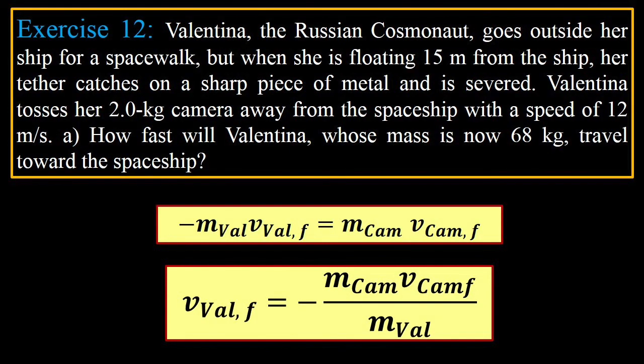So you can see that the velocity of Valentina is going to be negative. It could be either one. You just have to pick one. But Valentina is the one that's creating the scene. She's throwing the camera in a particular direction, so that's going to be positive, and she's going to be negative. It could be vice versa. You have to declare that in the beginning and then be consistent with that. So then let's plug in and see if we can get this done. Why don't you plug in and see if you can get the right answer.